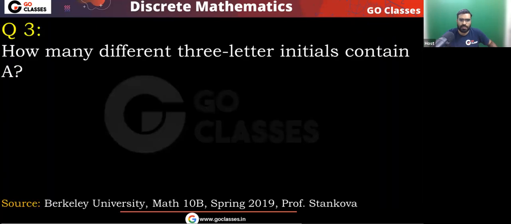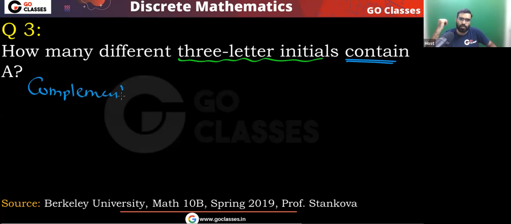Okay, so let's see. What about this question? This is another simple question, question number 3. How many different 3-letter initials contain A? They contain A. So what is the best way to solve this question? That is the complement rule. So you can just apply the complement approach.